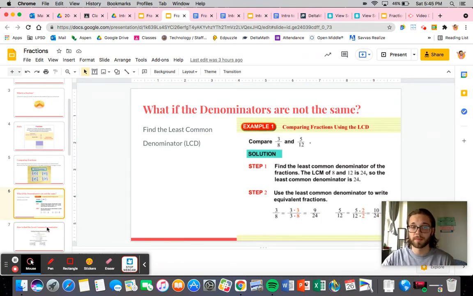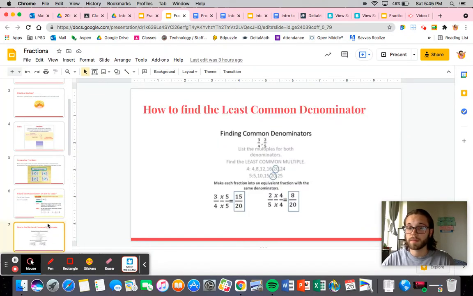10/24 is obviously bigger. Now, more explicitly, how do you actually do this by finding the least common denominator, as opposed to just saying, oh, it's 24? Well, you essentially take your denominator and keep multiplying it: 4 times 1, 4 times 2, 4 times 3, 4 times 4, 4 times 5. You list those out until you find the first number they have in common. So in this case, 4 and 5 have 20 in common.